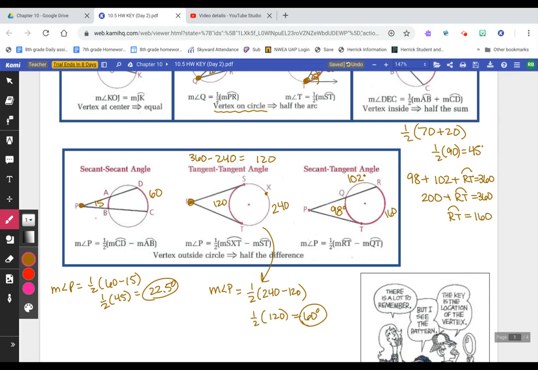So let's write 160. The rule for finding a secant-tangent angle is that the measurement of angle P is equal to 1/2 of the difference of the two arcs. So we have 160 minus 98. So that means we have half of, what do we have, 62? Which gives you a measurement for angle P of 31 degrees.